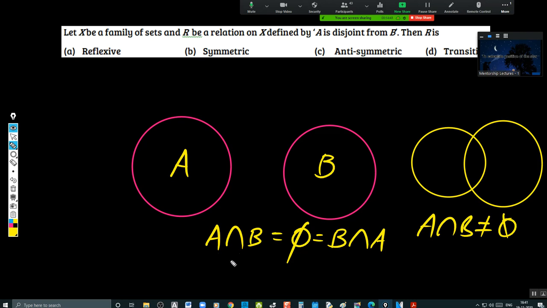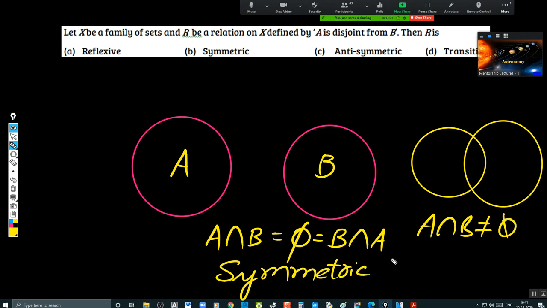So we can say that it is perfectly symmetric. So it cannot be reflexive and it cannot be antisymmetric and transitive. Only A and B can be interchanged. So only one option holds good there. Which is the option, please? It is symmetric.